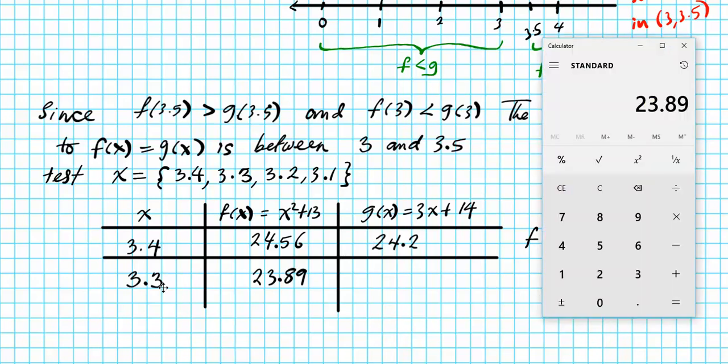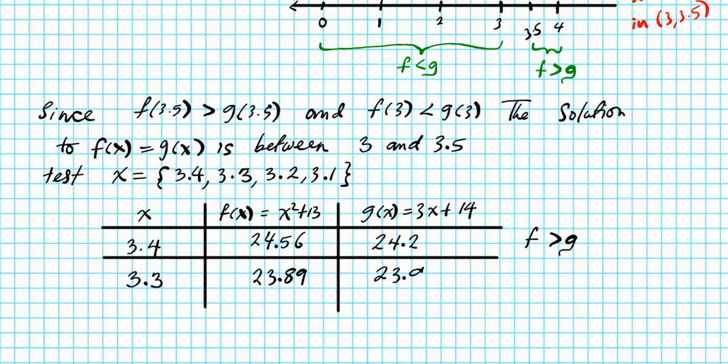And then we plug in 3.3 into the second function. 3 times 3.3 plus 14. Ooh, that's close. 23.9. But check this out. F is now less than G. So the solution is somewhere between 3.4 and 3.3.